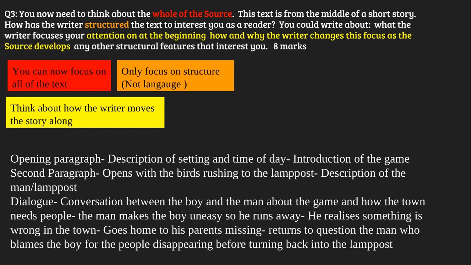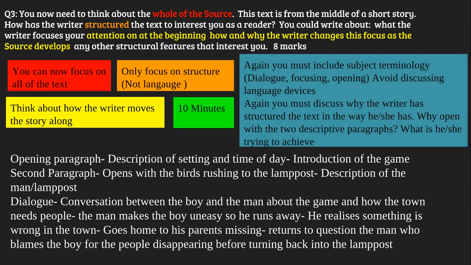Is the writer trying to build tension? Is he trying to build fear? How has he put this text together? How has he glued it together to make you interested in it, to make you want to read it? And again, 10 minutes due to the length and the amount of marks available. So again, subject terminology. This doesn't necessarily need to be the narrow technical terms. You can have dialogue, focusing, opening, closing, developing paragraphs. These are a little bit wider for your subject terminology.